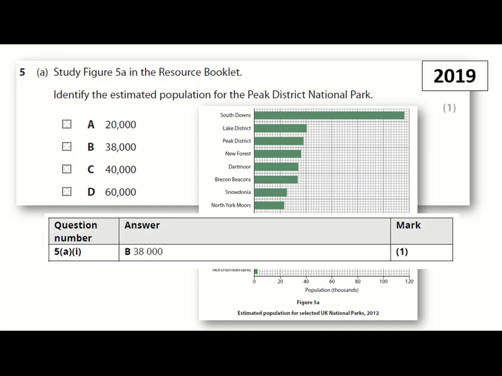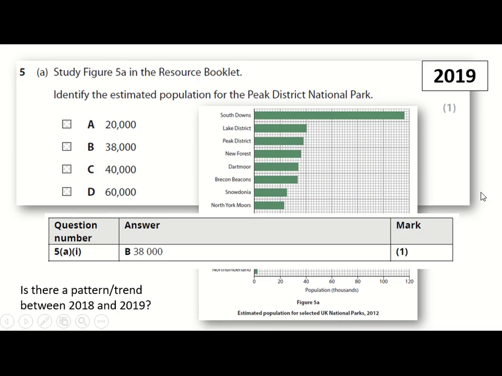Okay, so the answer for this is B, 38,000. And again, it's a simple case of just knowing the scale, okay, and reading across very accurately. It goes to just one square before 40,000. So it can't be 40,000, it can't be 60,000. You can rule out that straight away because it's below that. 20,000 is clearly here, and it goes above that. So you don't even have to know the scale. You just literally have to use common sense to know that it's 38,000. All right. So that should be straightforward. Now, these are the first questions on both those two papers.